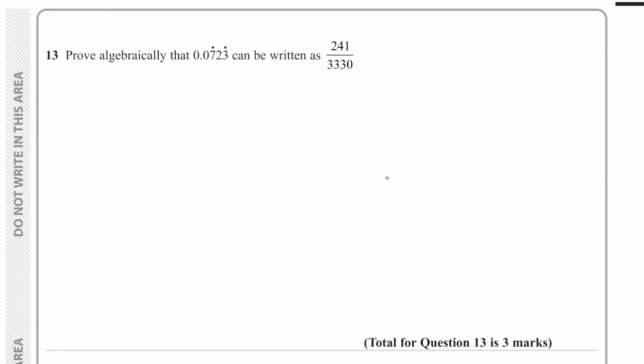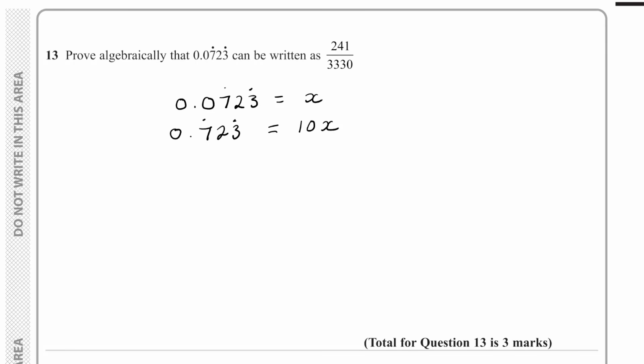Question 13. Prove algebraically that 0.0723 recurring can be written as 241 over 3,330. So I'm going to start with 0.0723 recurring, and I'll call that x. I'm going to multiply that by 10 to get my recurring bit by itself. So 0.723 recurring is 10x.